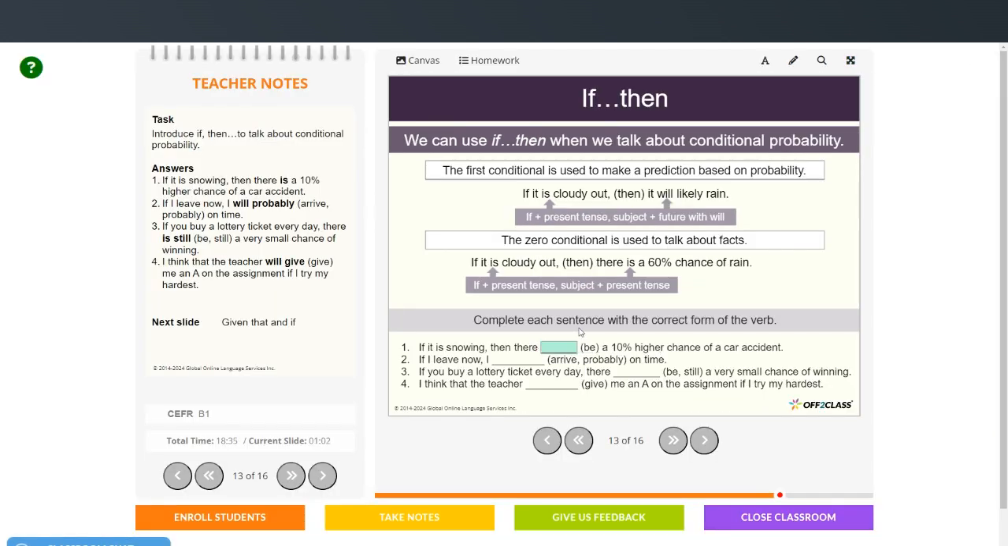So if it is snowing, then there is a 10% higher chance of a car accident. If I leave now, I will probably arrive on time. If you buy a lottery ticket every day, there is still a very small chance of winning. I think that the teacher will give me an A on the assignment if I try my hardest.